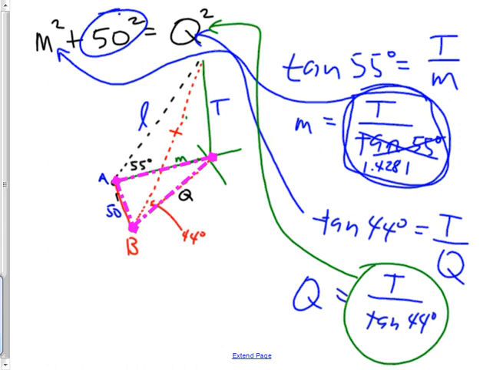I know a couple groups are done at least. How many groups are done? Raise your hand if your group is done.